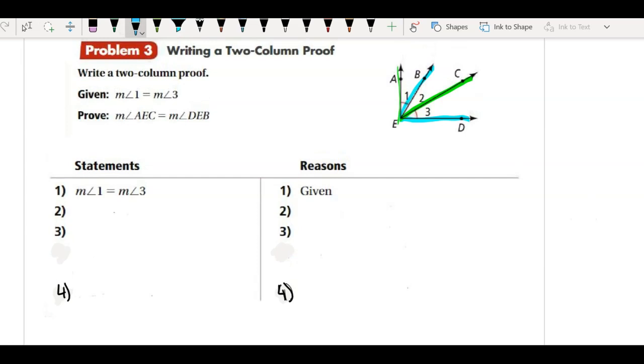So I'm going to look to see where I'm going. One of the things I notice is angle AEC is really just angle 1 plus angle 2. And now I'm going to look at DEB, and I'm like, oh, this is really just angle 3 plus angle 2. I'm definitely going to be able to get there.